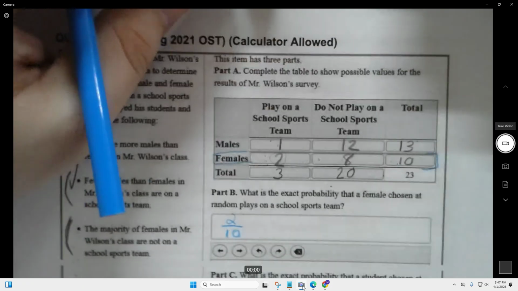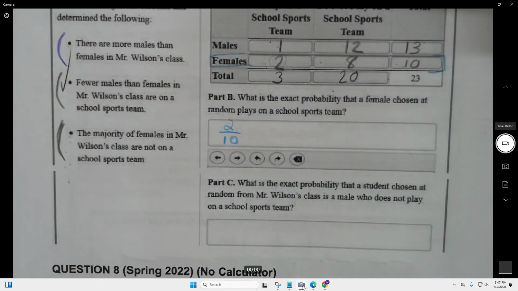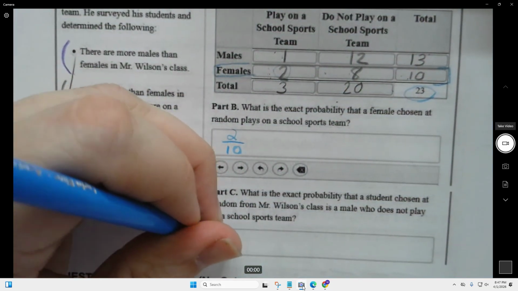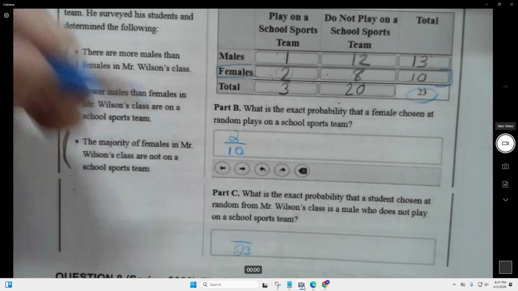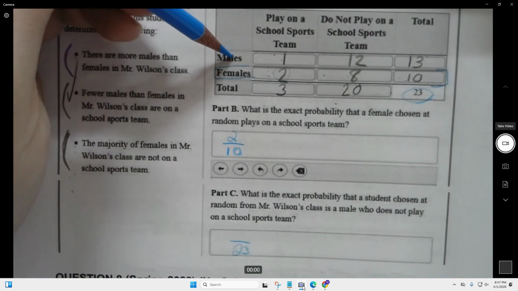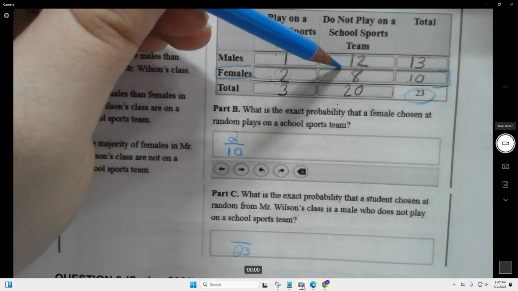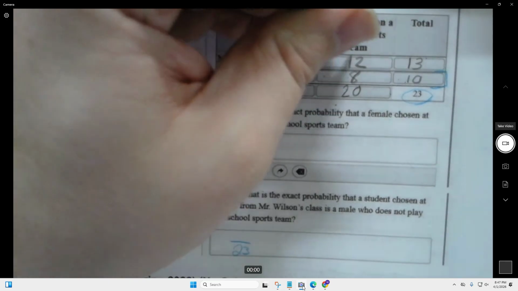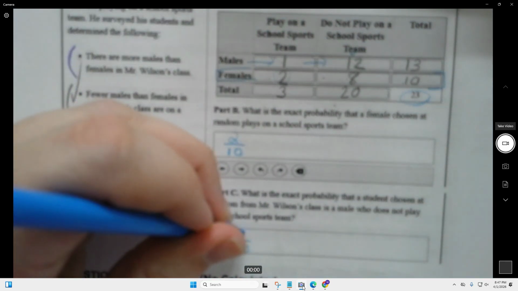Part C. What is the exact probability that a student chosen at random, a student, so this could be anyone out of the 23, is a male that does not play a sport? So a male that does not play a sport. That is a subsection of 12. 12 out of 23.